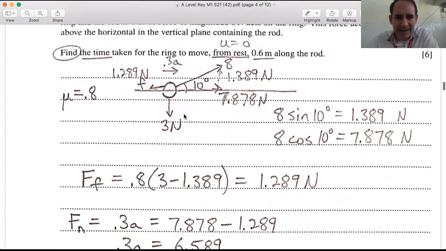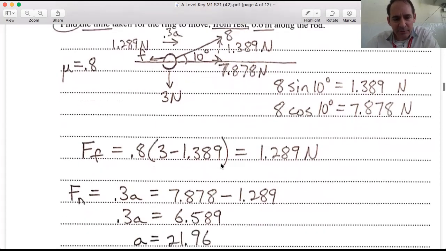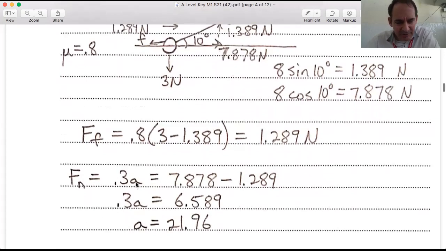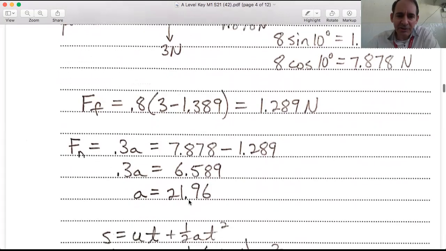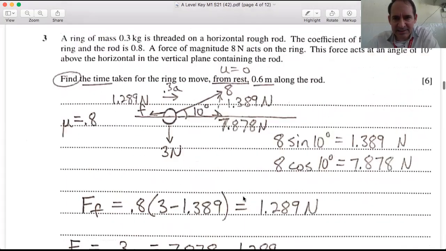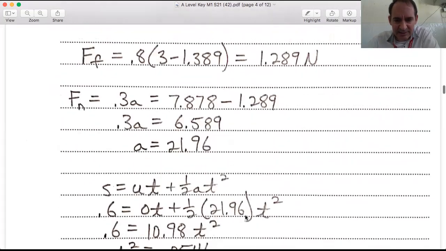Now we go to our net force, which is like our total of all forces. Mass times acceleration, 0.3 times A equals, and then we have our force pulling to the right, 7.878 minus the force of friction, 1.289. And so our acceleration is 21.96 meters per second squared. I didn't put the units there, meters per second squared.